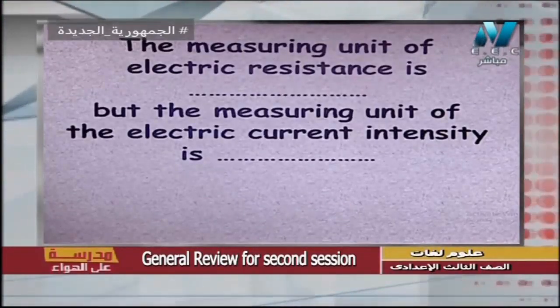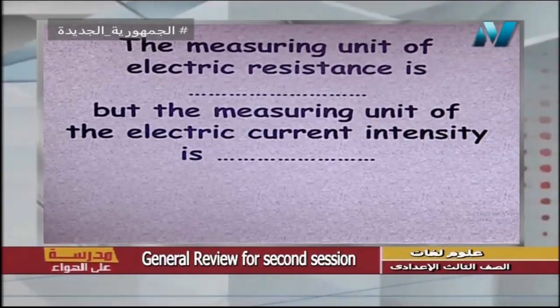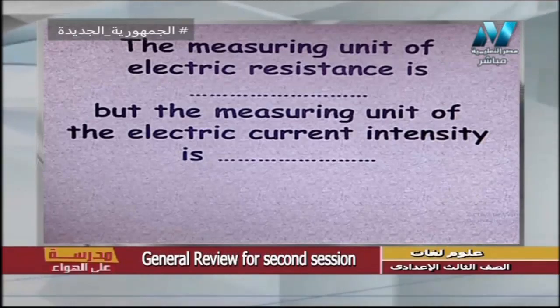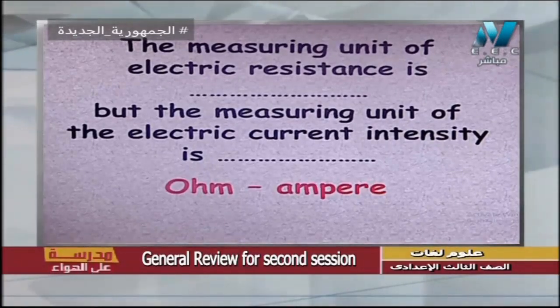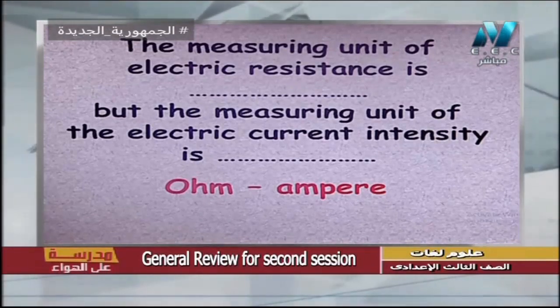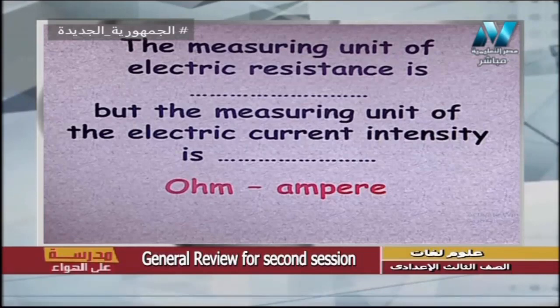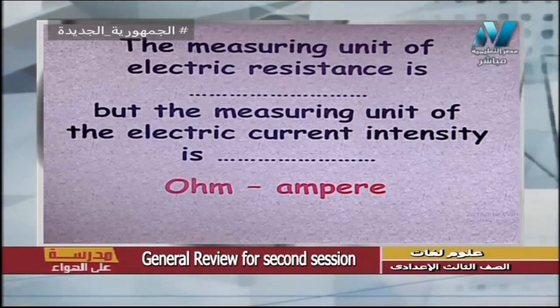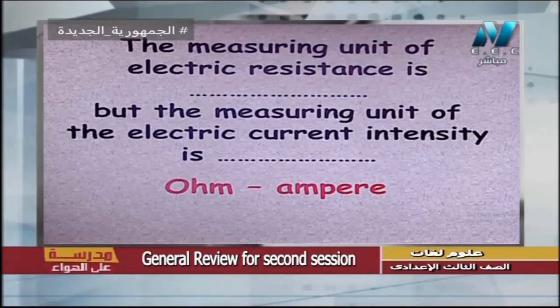The measuring unit of the electric resistance is what? But the measuring unit of the electric current intensity is what? Sure, electric resistance I can measure by ohm, but current intensity I measure by ampere. Again, electric resistance is measured by ohm, but current intensity is measured by ampere.